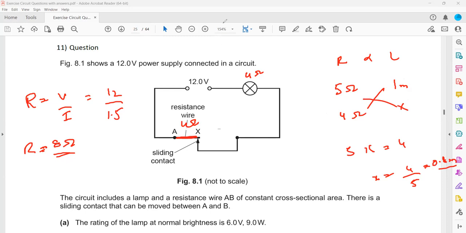So what we did, we calculated the total resistance of the circuit, and out of the total resistance, if we remove the resistance of the lamp, we get the resistance of A and X. After getting the resistance of AX, they already mentioned that when the length is 1 meter for this wire, it has a resistance of 5. So if the resistance is 4 ohm, how much length will there be? X. Because they're directly proportional, we just cross multiply and get the length.